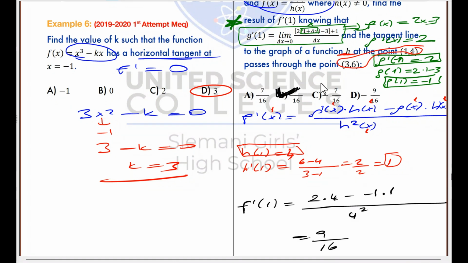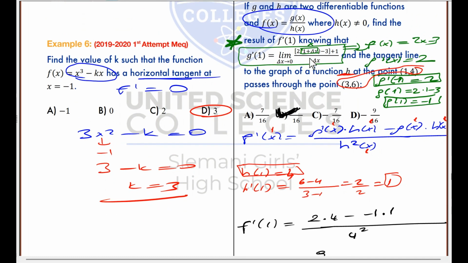Okay, this is the smartest question that has been asked this year. We used many pieces of information to find the answer. All right.